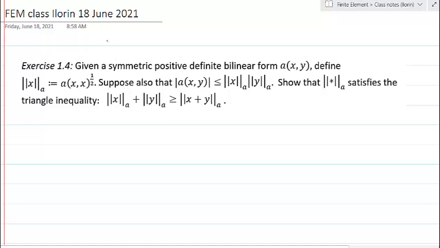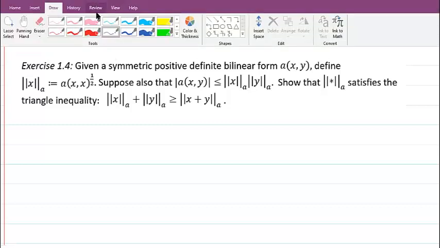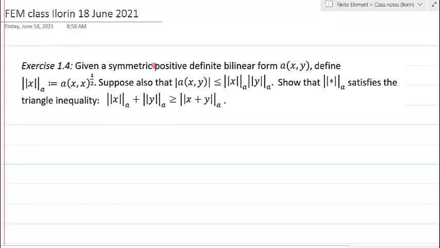Let me read the exercise. It says, given a symmetric positive definite bilinear form A of x, y, define this symbol, which I can call norm A of x, as A of x, x to the 1/2 power. Now remember, A refers to this bilinear form.